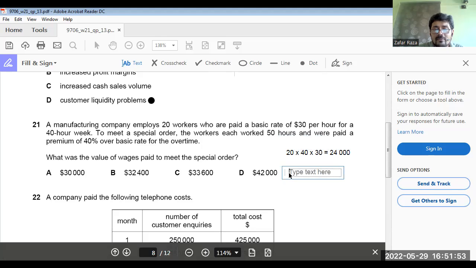For overtime, 20 workers multiplied by 10 hours multiplied by whatever amount they are paying with the premium. $30 is the basic rate multiplied by 140%, which is $42. Now they are not going to pay $30 but $42, with the 40% premium. So 20 multiplied by 10 multiplied by 42 is 8,400. Altogether that would be plus 24,000, so 32,400 is the correct answer. Got it? Now come to question 22.